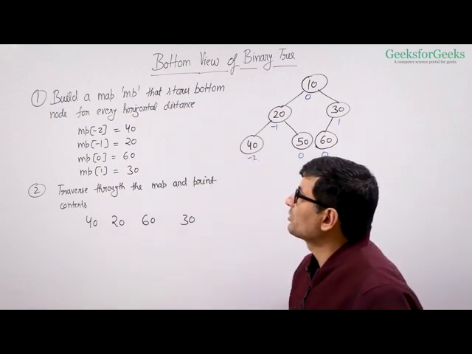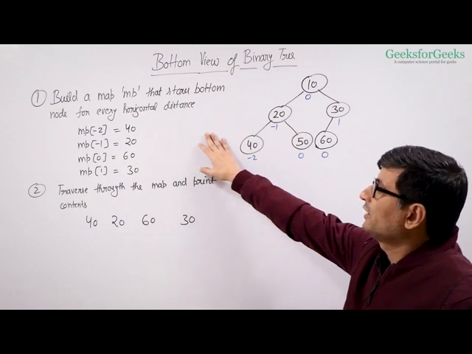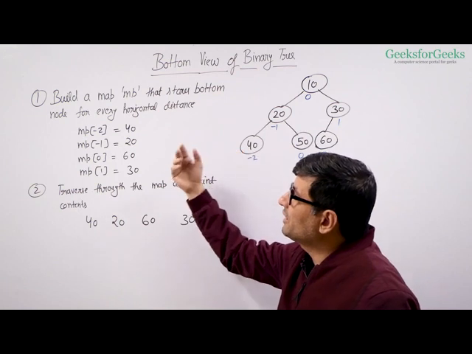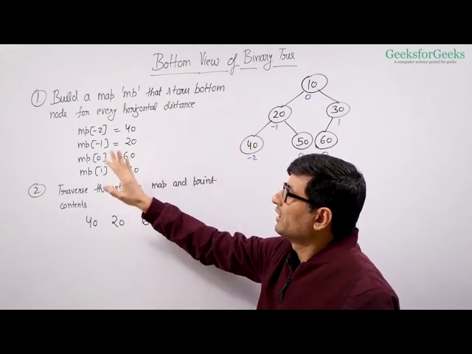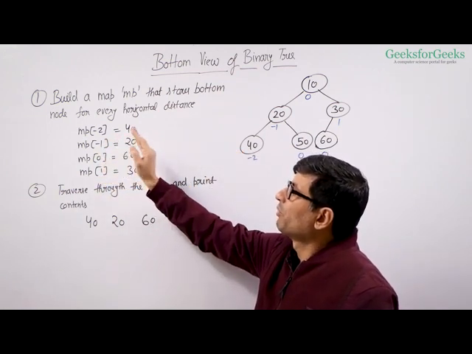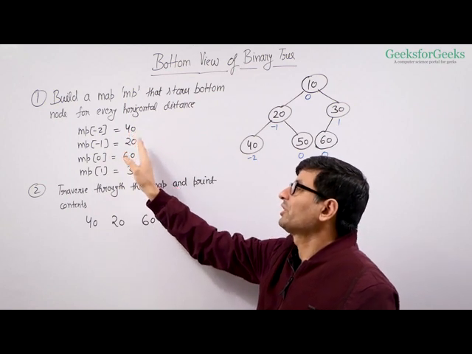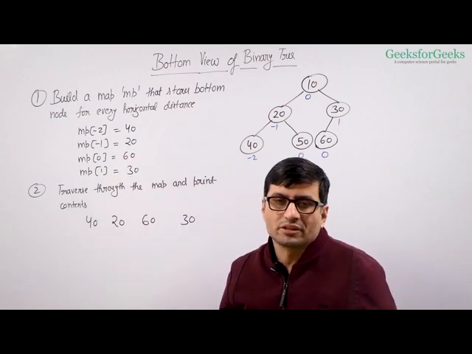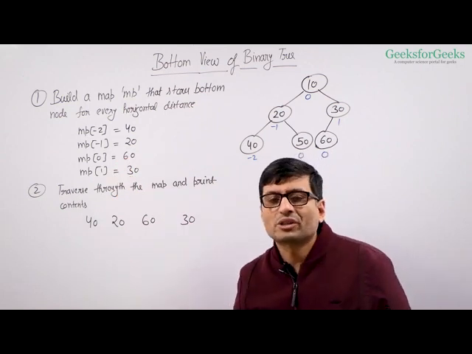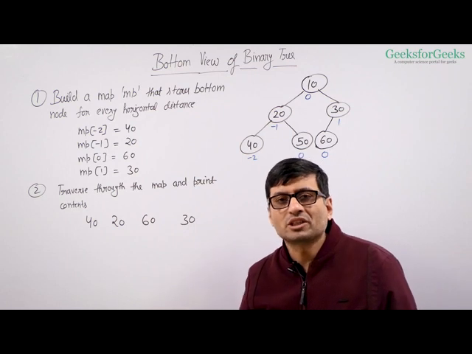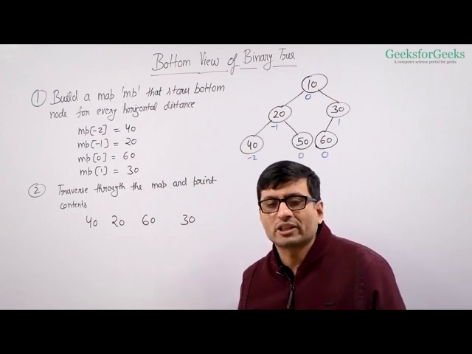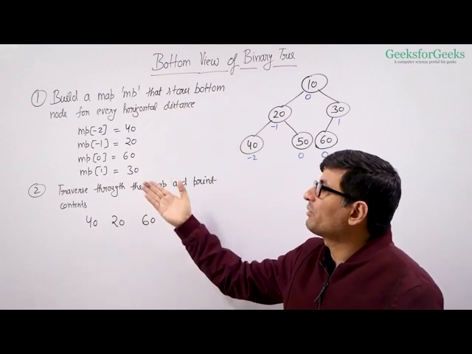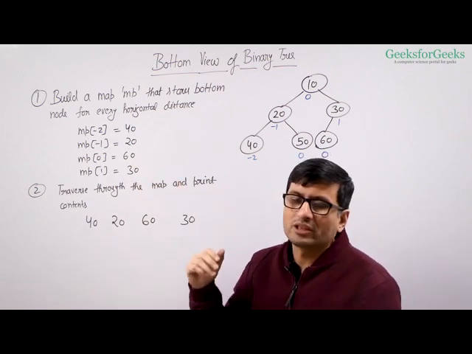So the first step is to construct a map. In this map, like vertical traversal, we are going to have horizontal distances as keys and nodes as values. And this map should contain the bottom node for every horizontal distance. So this map is going to be a map of integer and integer. In vertical traversal, we had a map where the key was an integer but the value was a vector or array list. Here we are going to have an integer as a key and an integer as a value, which is the bottom node for that particular horizontal distance.